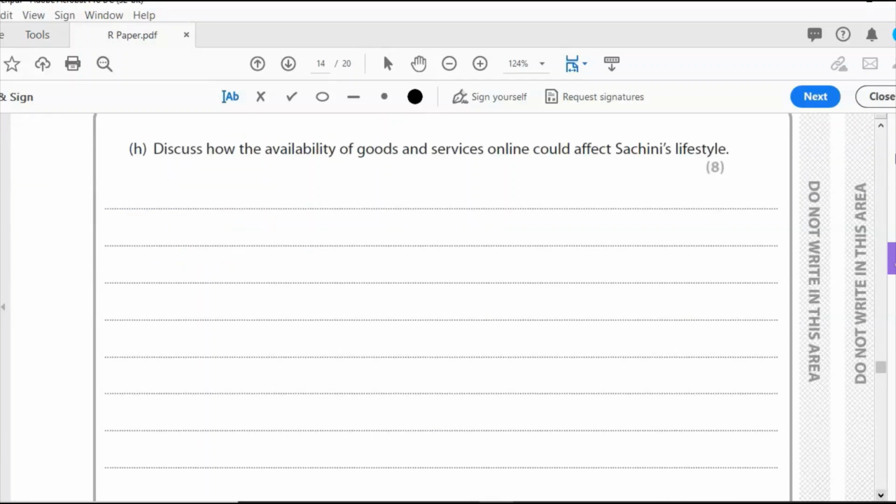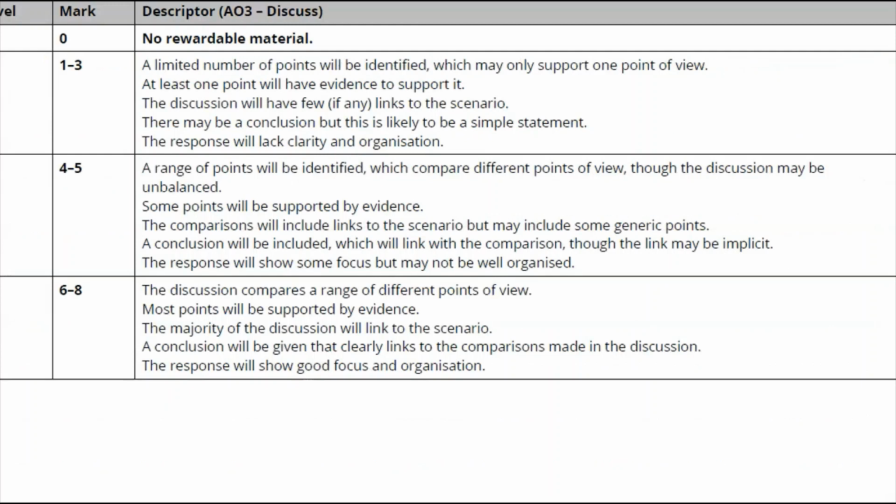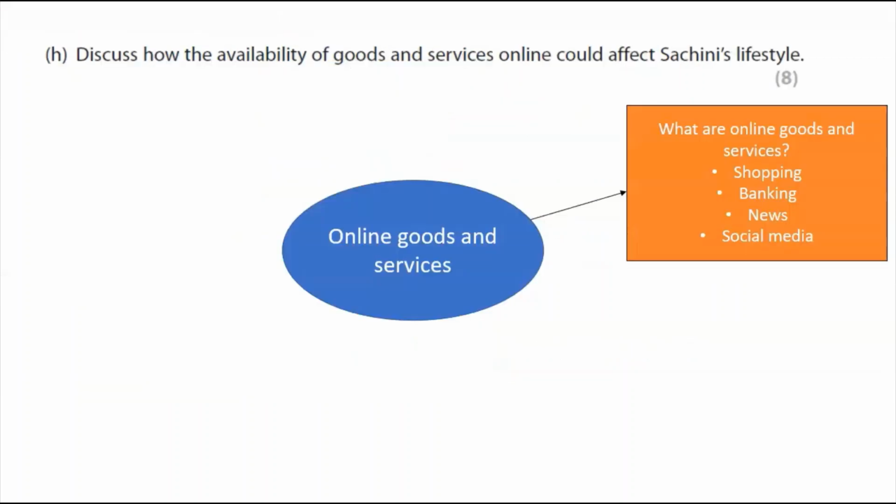H. An 8-mark question. Describe how the availability of goods and services online could affect Sashimi's lifestyle. So I've covered this many, many times. You must make a plan. Now, there's 2 things you've got to do with an 8-mark question. You need to plan it, and you need to write a conclusion. So first thing we're going to do is plan it.